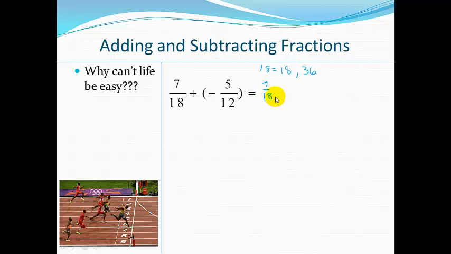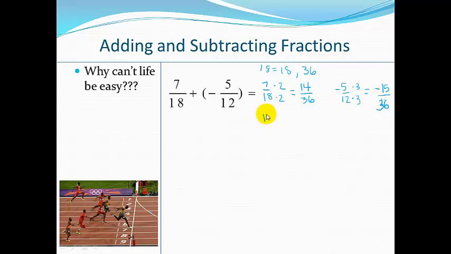7/18. And remember, I'm multiplying 18 by 2, so I multiply 7 by 2. And I'm going to get 14/36. And I've got negative 5/12, don't forget that. And 12 times 3, so 5 times 3, it's going to be negative 15/12. I'm sorry, not 12. 36, I had to multiply. It's 12 times 3.